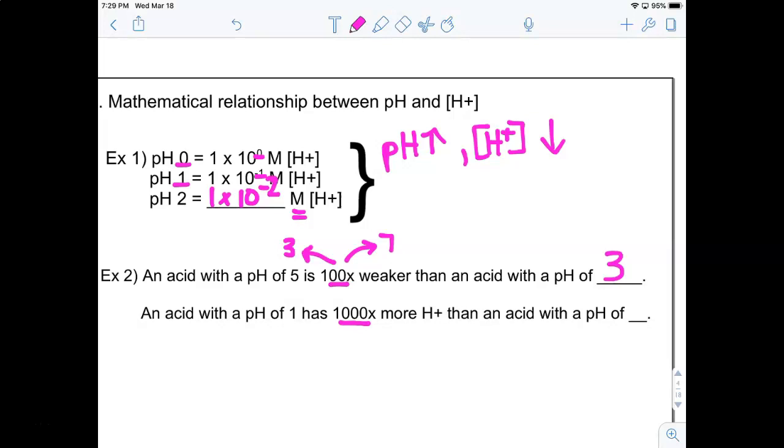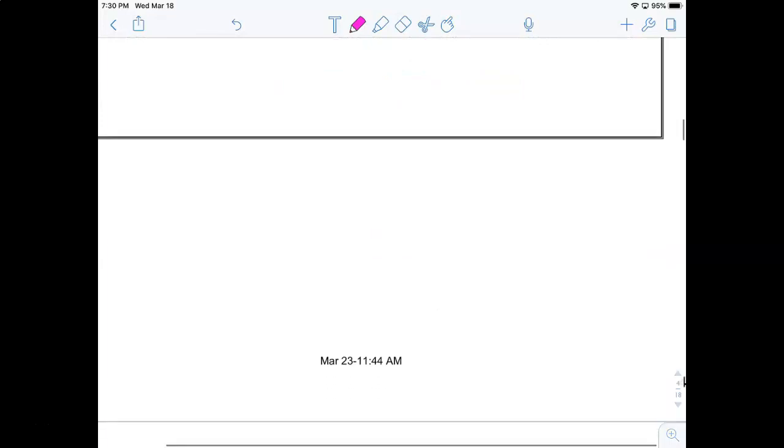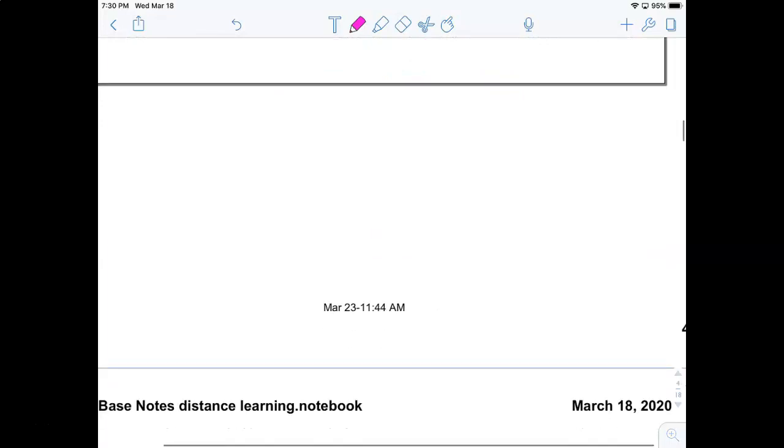But let's actually go through this question. They're saying if I have a pH of 1, I have more hydrogen than the other acid. So if you have more hydrogen, you have a lower pH. So if the other acid has less hydrogen, it's going to have a higher pH. How many times higher? 3 jumps. So I'm going to jump from 1 to 4. Does that make sense? I hope.